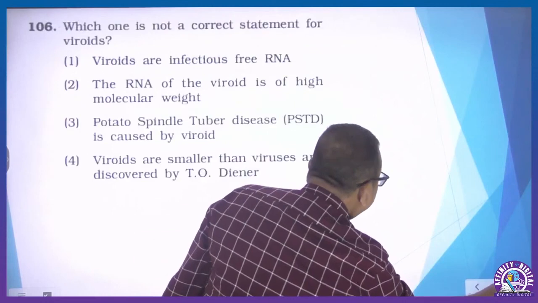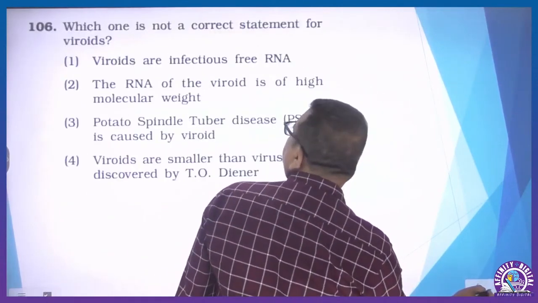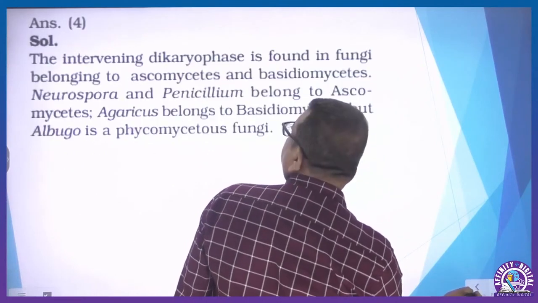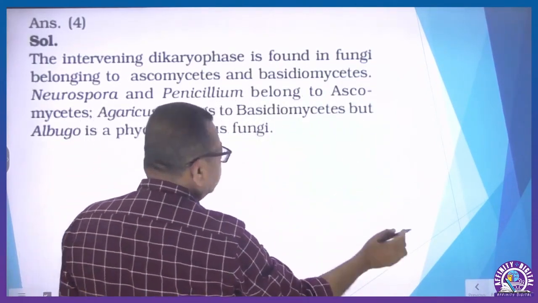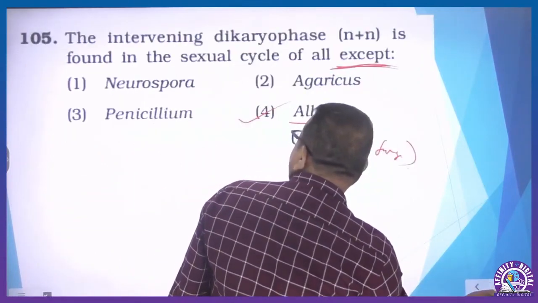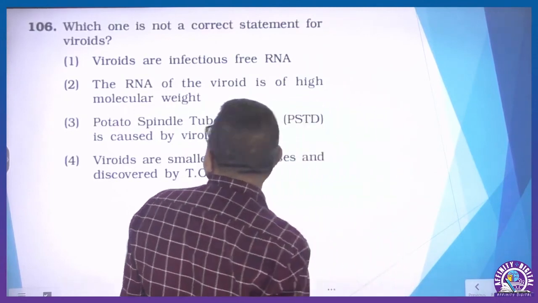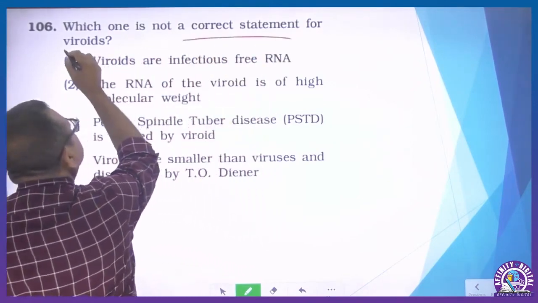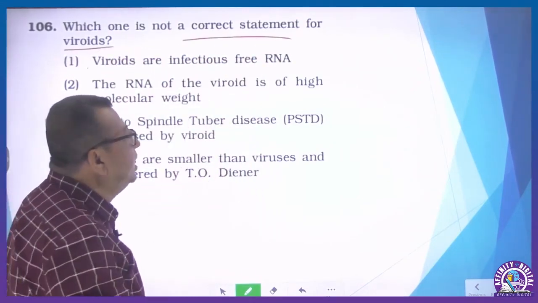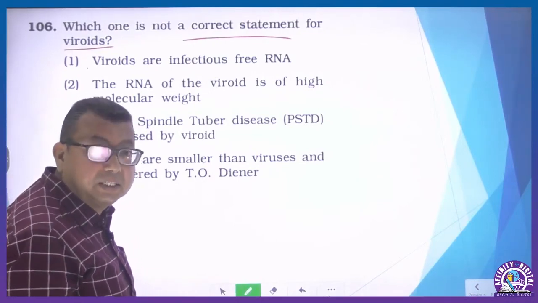Okay. Next question. So the solution to this: intervening dikaryophase is present, so option number 4 was the answer. Okay, next question is question number 106. Which one is not a correct statement for viroids? Which chapter is this question from? This particular question is from the chapter Biological Classification.